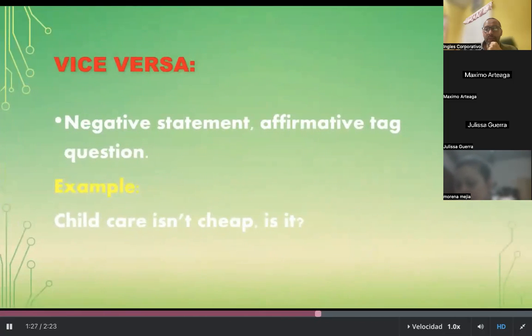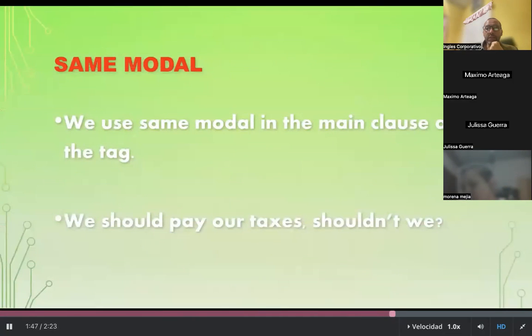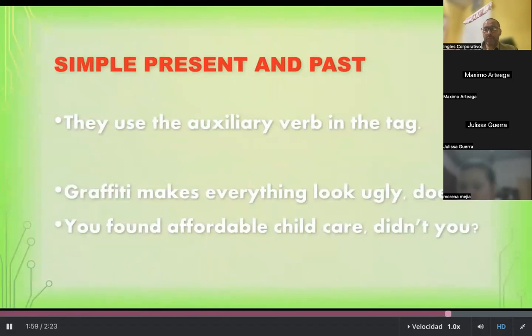We may also do it the other way around. Negative statement, affirmative tag question. Childcare isn't cheap, is it? I also want to explain that when we use be as the main verb, be is also used in the tag question. Similarly, we use the same modal in the main clause and the tag. For example, we should pay our taxes, shouldn't we? However, simple present and past verbs use the auxiliary verb in the tag. For example, graffiti makes everything look ugly, doesn't it? You found affordable childcare, didn't you?